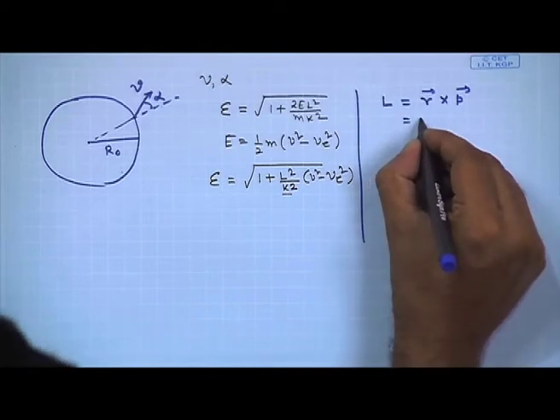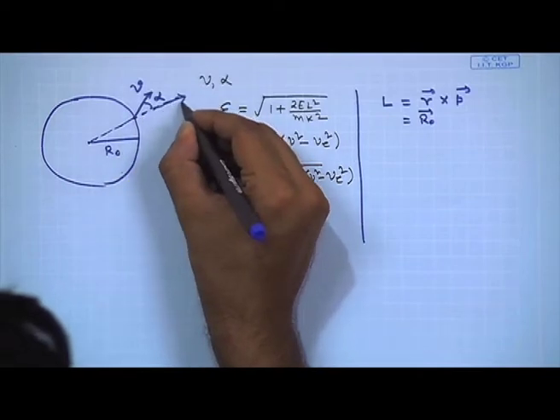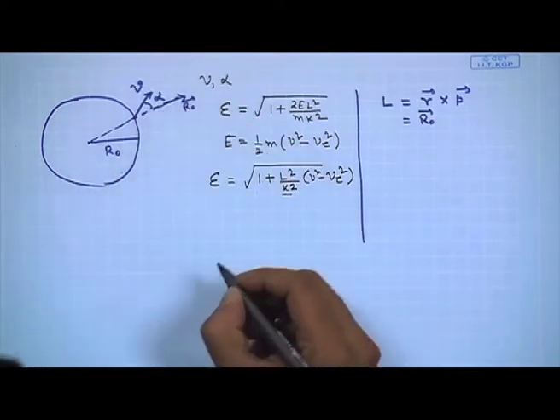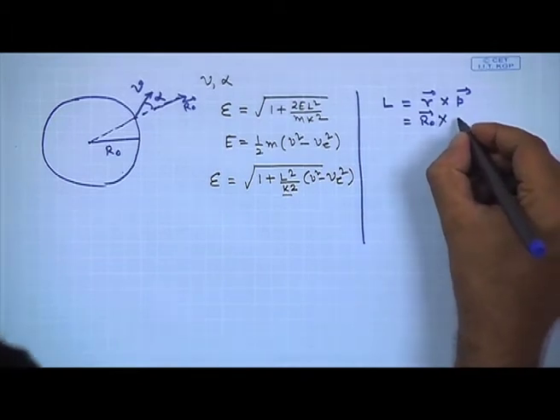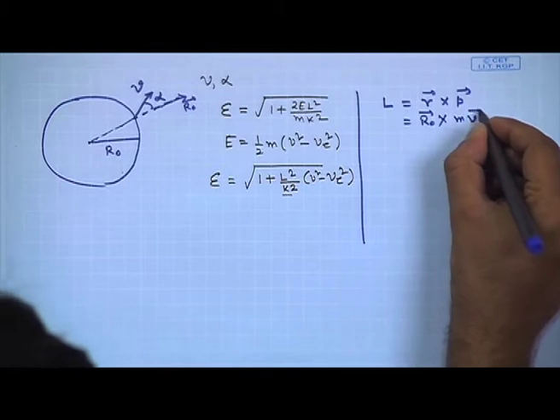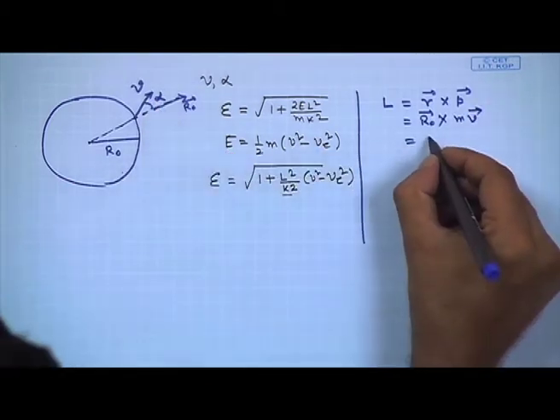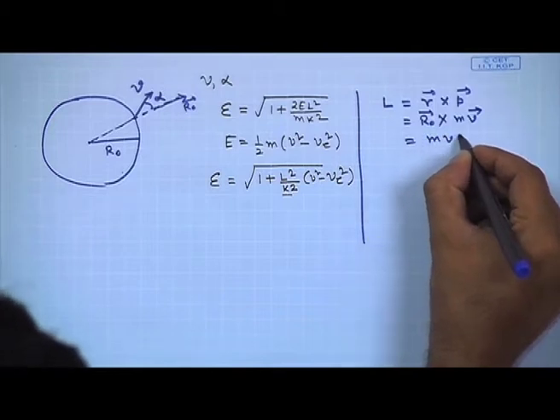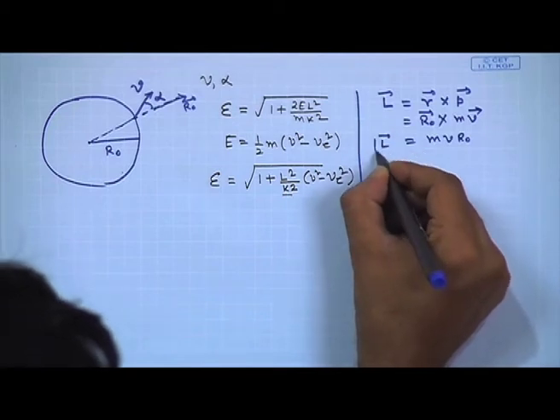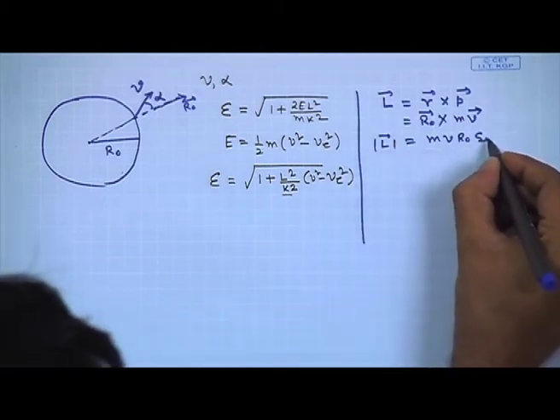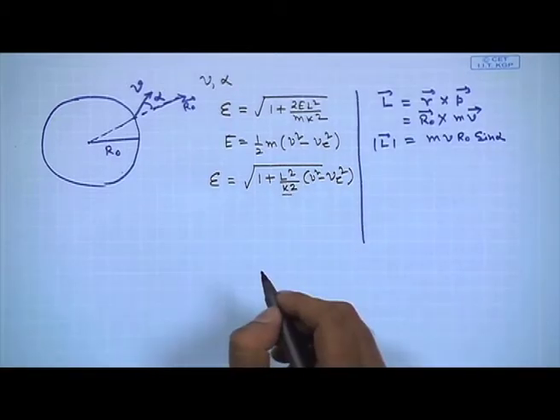Here r is given by r0. Let us say this is my r0 vector, okay, and my p is m times v, okay. So, m and v vector. So, r0 cross m v, so this is my vector L, and my magnitude L will be m v r0 sin alpha, and we are only interested in this magnitude here.